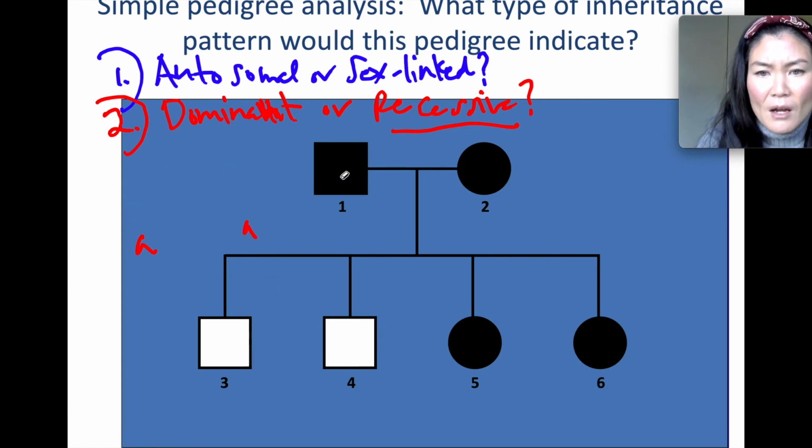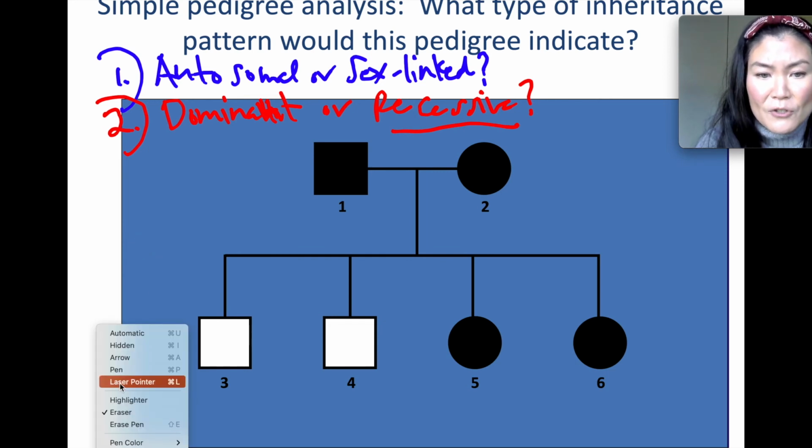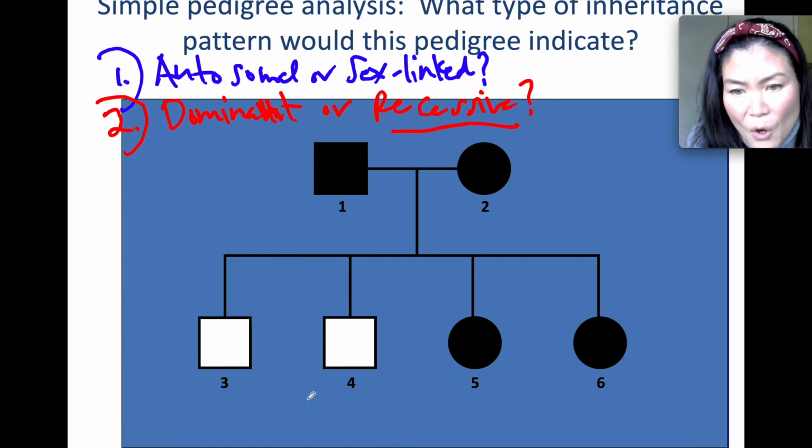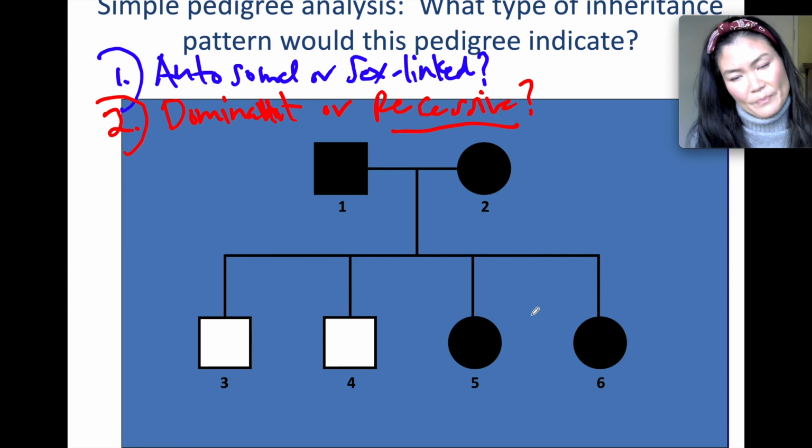Here we have two parents that do show the condition, that have whatever trait we're talking about. But then they have two kids that don't have it, and then they have two kids that do.